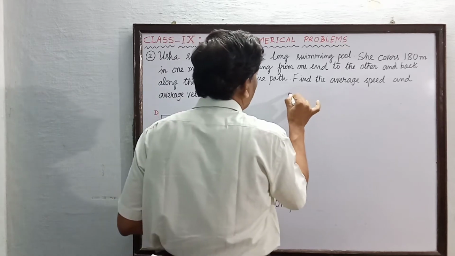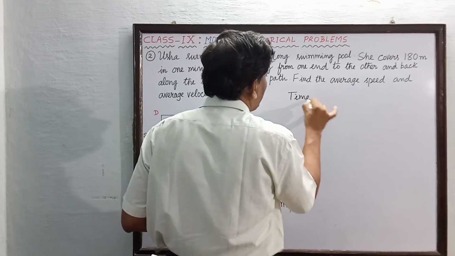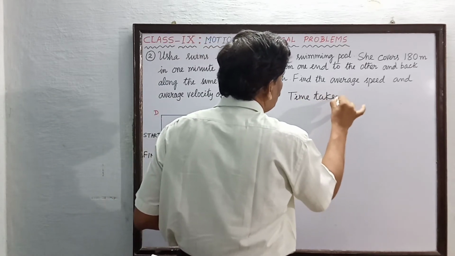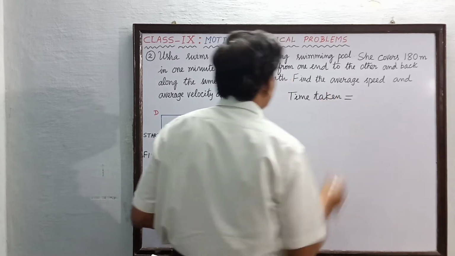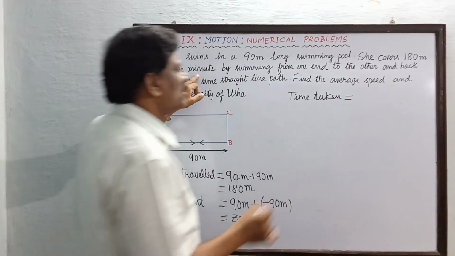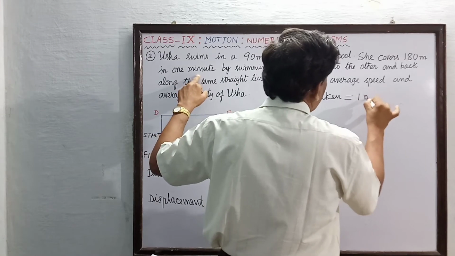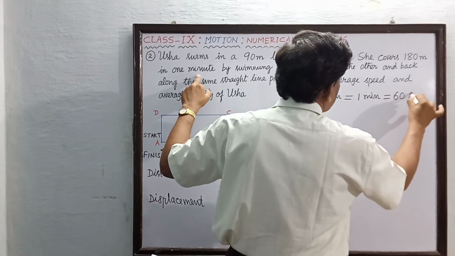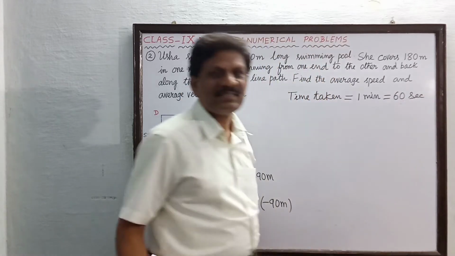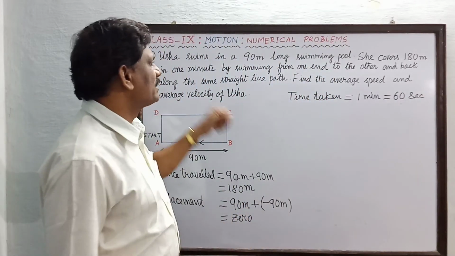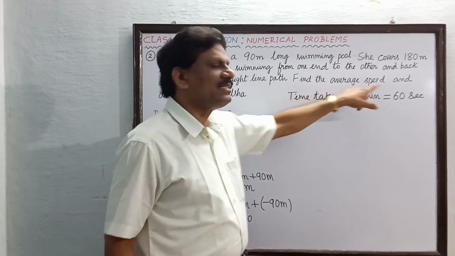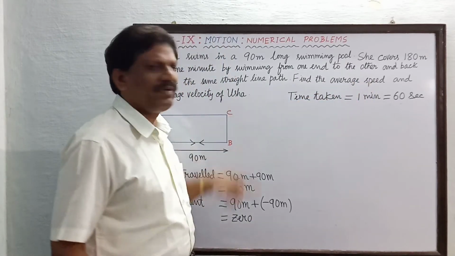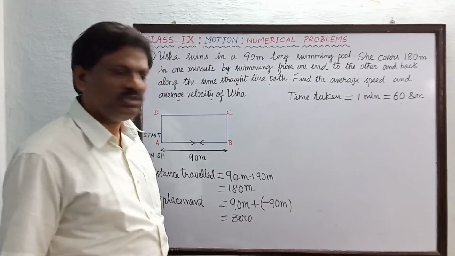Now you tell me what is the time taken by Usha. So time taken is equal to 1 minute, which is equal to 60 seconds. So what is asked here? Find the average speed and average velocity of Usha.